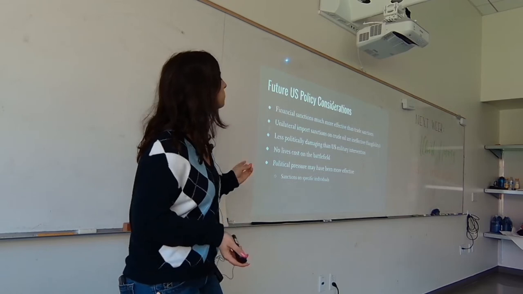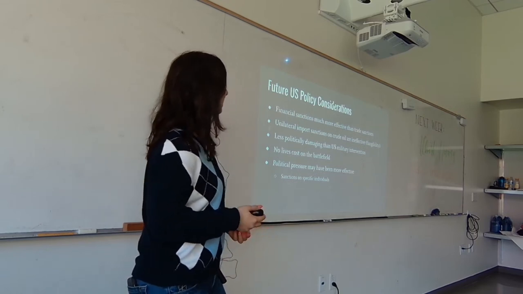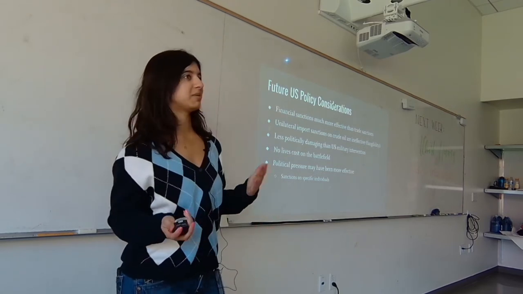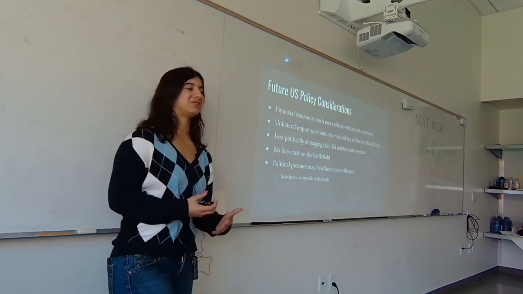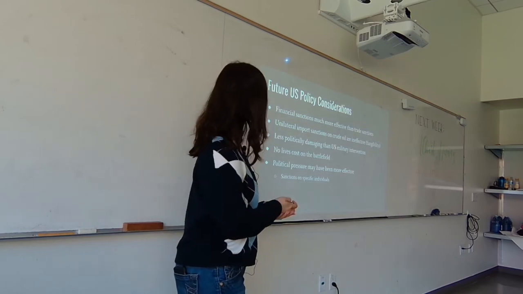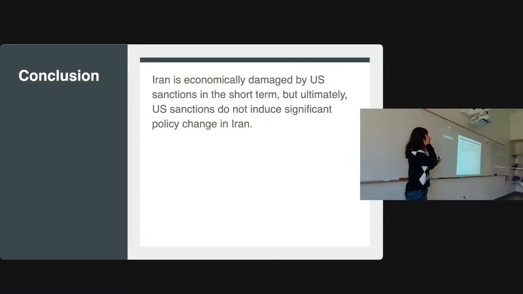Finally, political pressure might have been more effective in this case, like sanctions on specific individuals, which happens in the case of Russian oligarchs, for example, but obviously it is hard to definitively draw a conclusion from that. So overall, we can say that in the short term, Iran is economically damaged by US sanctions, so those are economically effective in the short term, but ultimately, US sanctions don't induce significant policy change in Iran.